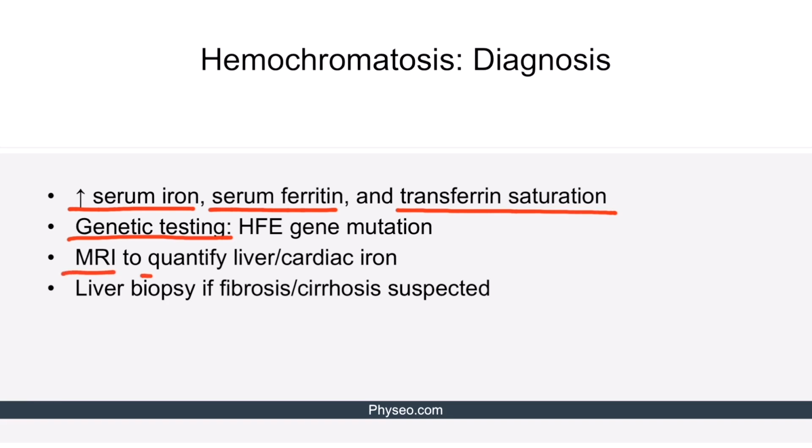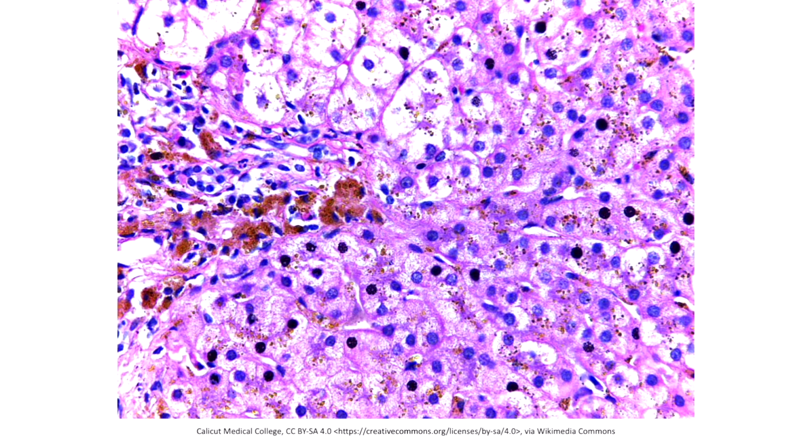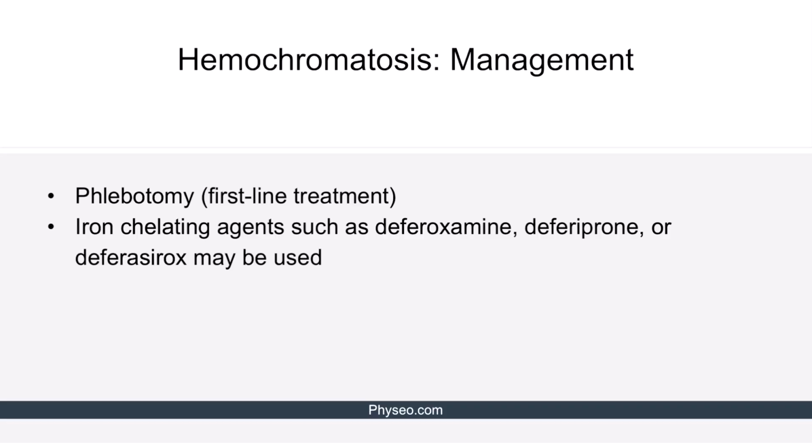MRI can be used to quantify the iron within the liver or heart. Lastly, liver biopsy is indicated if there is suspicion of fibrosis or cirrhosis. Let's look at this histologic image from a liver of a patient with hemochromatosis stained with Prussian blue. We can see the iron deposition here. The first-line treatment for patients with hemochromatosis is repeated phlebotomy. Iron chelating agents such as deferoxamine, deferiprone, or deferasirox may be used in some cases as well.